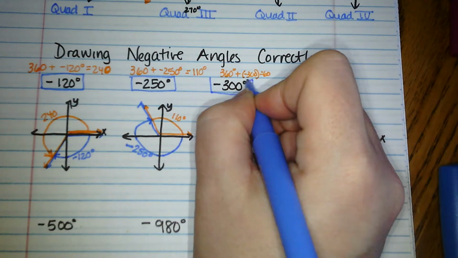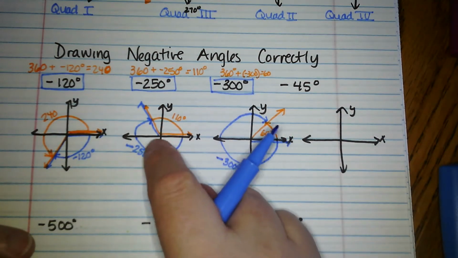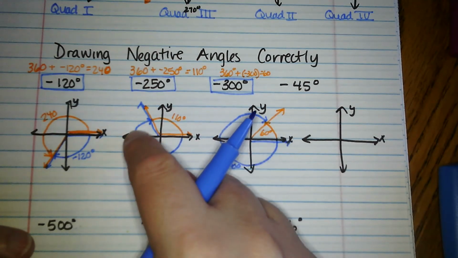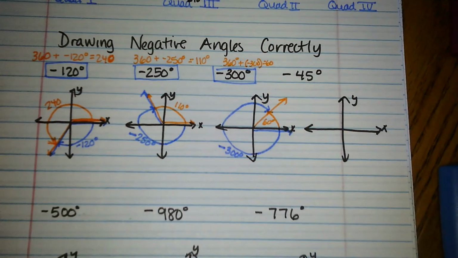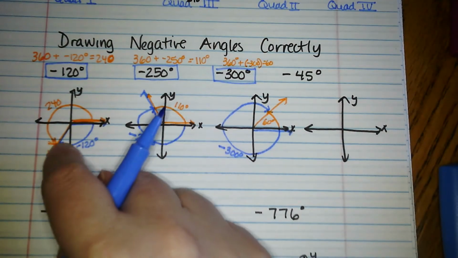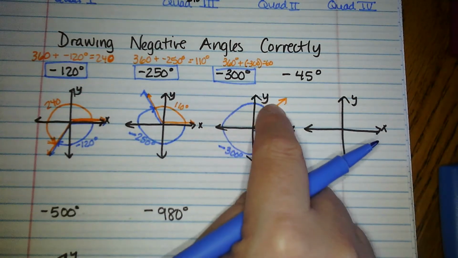So this helps me to determine, all right, I should be stopping at quadrant 1. This one, I should be stopping at quadrant 2. I should wrap all the way around to quadrant 2. This one, I should be stopping at quadrant 3, because that's where my negative 120 lives. This is where my negative 300 lives, which is in quadrant 1.